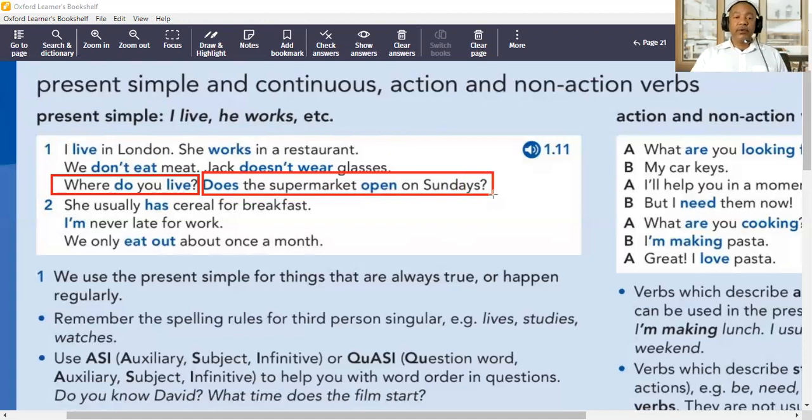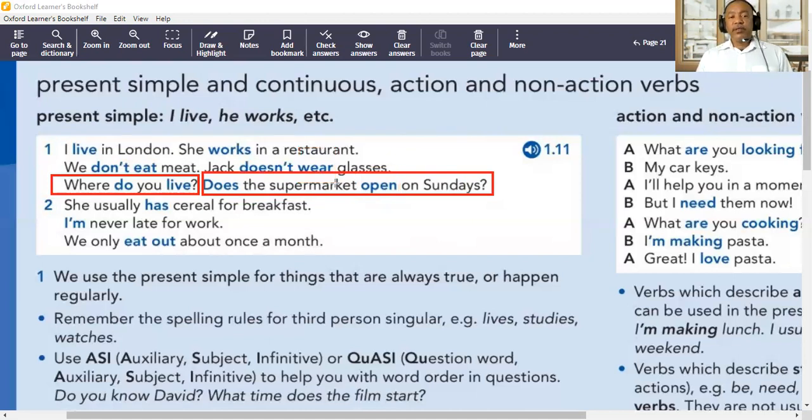Once again, I want to remind you that when you use does, either in the negative or affirmative or question form, you need to use the verb in its original form, and it's pointed out here, right? Okay, so you use open, here you use where, although it is a second moment of the present simple, right?